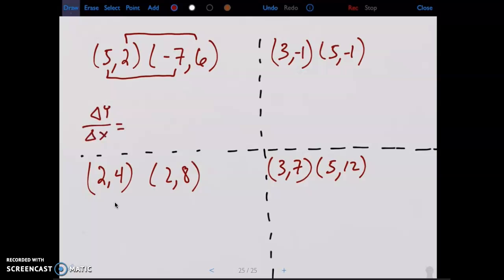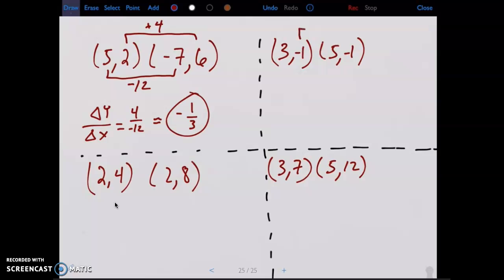So to go from 2 to 6, I'm going up 4, so that's going to be a positive 4. And to go from 5 to negative 7, I'm going down 12, so that's going to be a negative 12. And my slope is going to be 4 over negative 12, which can be simplified to negative 1 over 3. And it doesn't matter if the top number is negative or if the bottom number is negative. They can't both be negative, though.